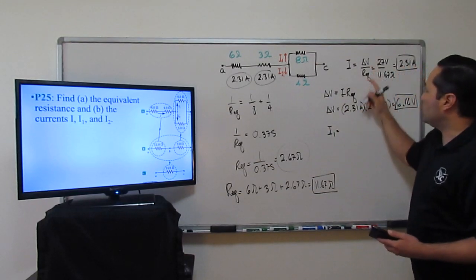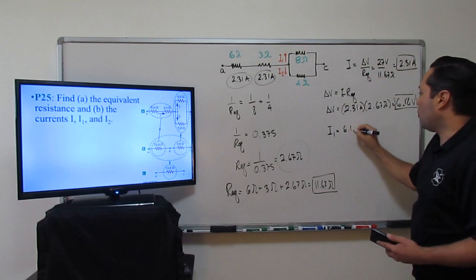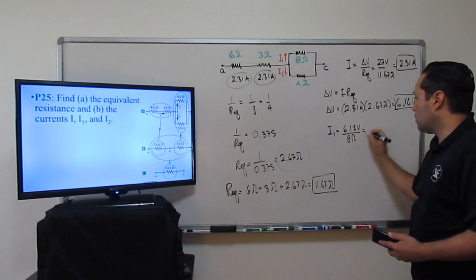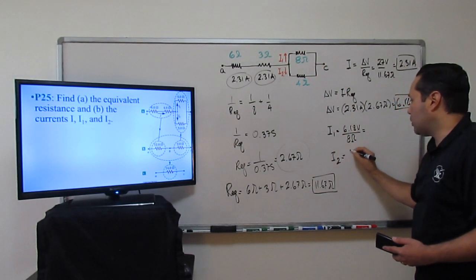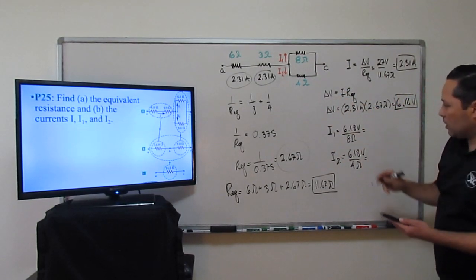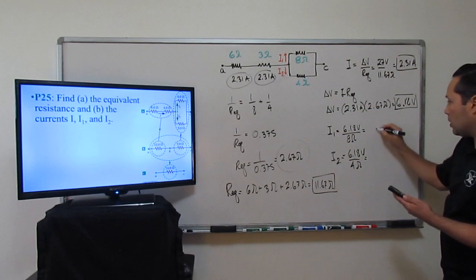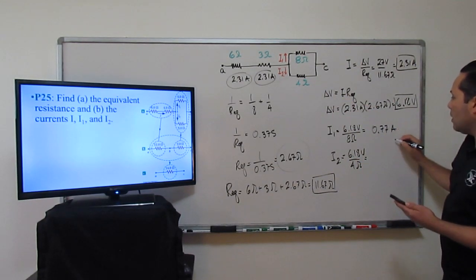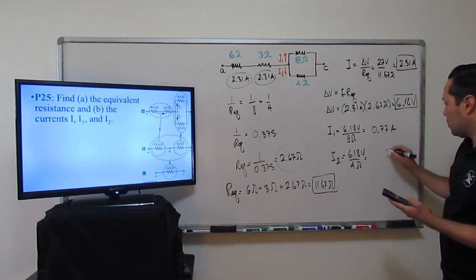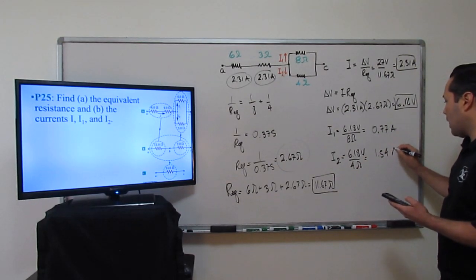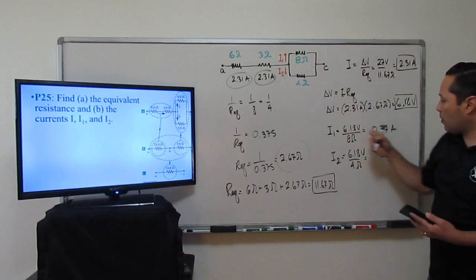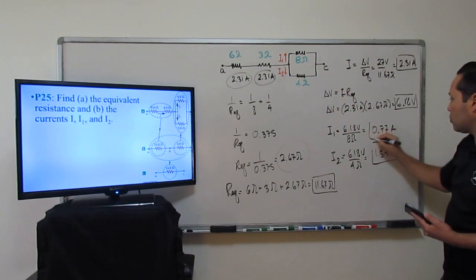I1 is equal to the potential difference, which is 6.18 for this part of the circuit, over the resistance of 8 ohms. And I2 will look very similar: same potential difference, and this resistor. Alright, let's plug them into the calculator. So this is going to give us 0.77 amps. And for I2, it's going to be 6.18 divided by 4, which gives us 1.54 amps. Alright, and that will be the current for the top resistor and the bottom resistor. Here we go. These are our answers.